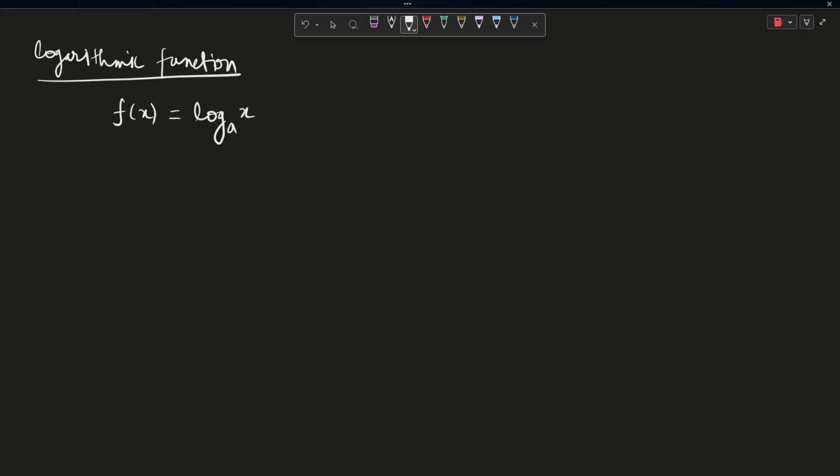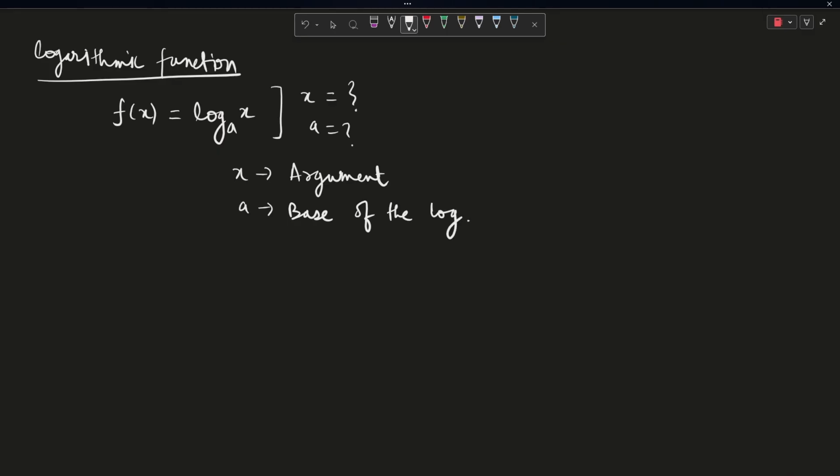Now there are two variables, or I can say there are 2 points which you need to consider. One, what is the x? What is a? So x is the argument, and a will be the base of the log, right?